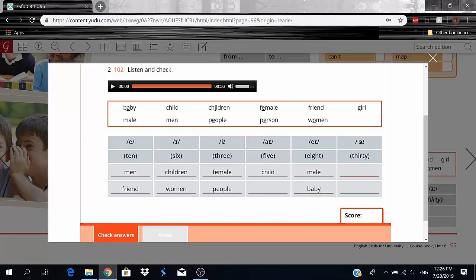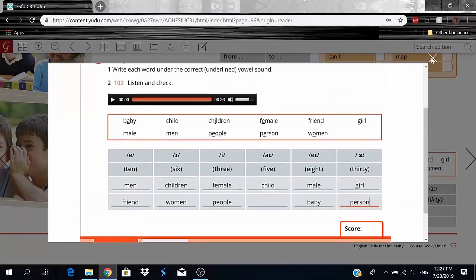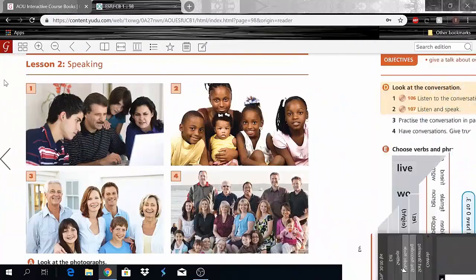Then we have 30 girl, okay? This one's really close actually. So 30 girl. If I put a Y here, it sounds kind of exactly the same. So 30 girly, okay? Person, okay? So here we have person. Alright, you guys? So this was the final exercise here. Now let's move on to speaking.